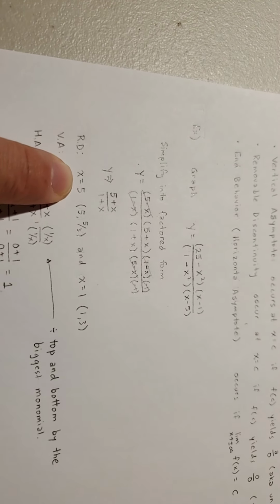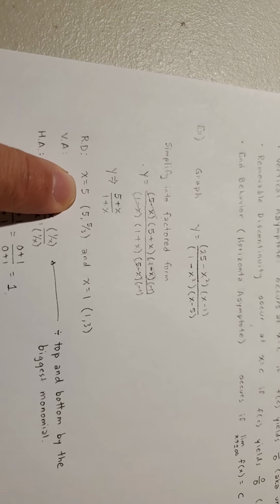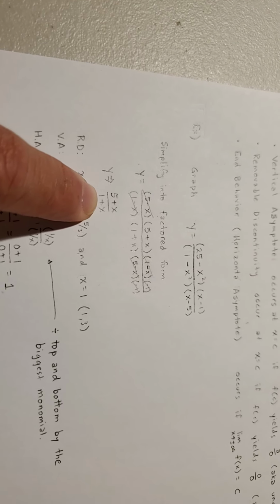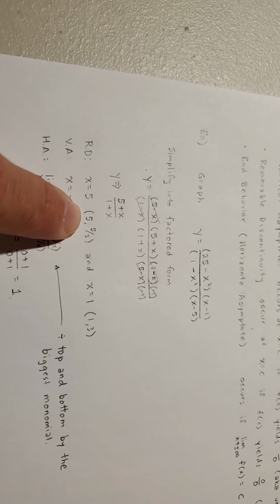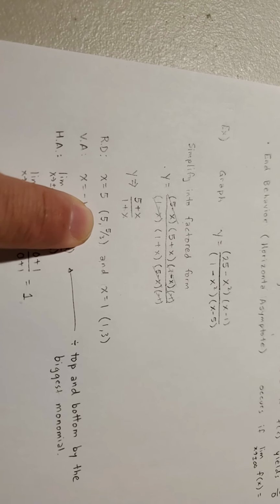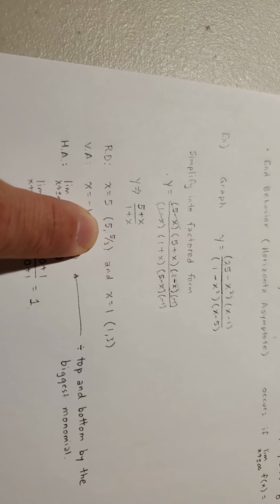To be a little bit more specific as well, I want to find out what's the coordinate of the removable discontinuity. So I'm going to take 5 and plug it into the simplified equation, and that will now give me (5, 5/3). So on the graph, what will happen is at that coordinate, you're going to have an open circle then.